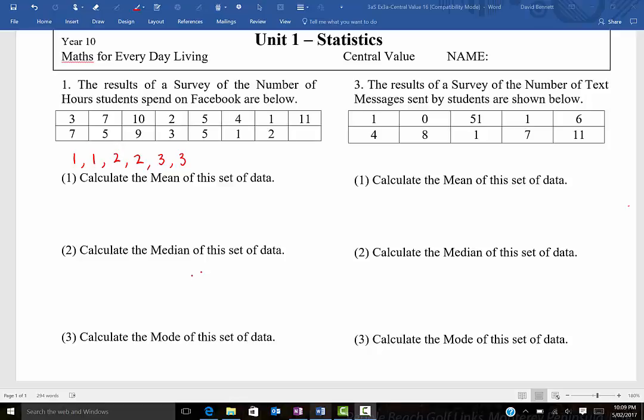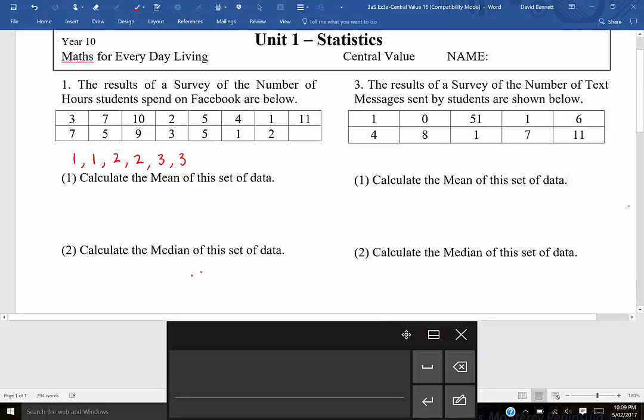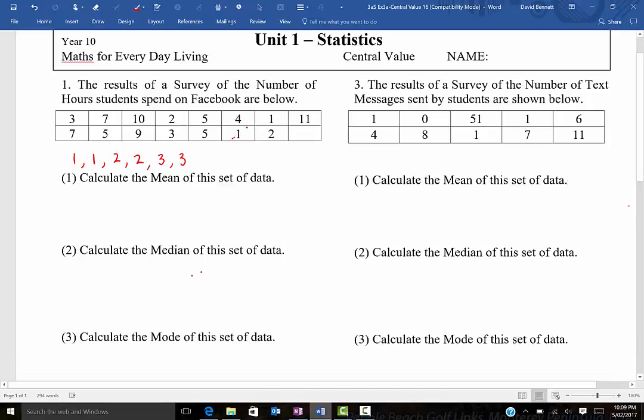Right, so what we've got here is 15 values and they're all scattered in order. So the first thing you've got to do is put them in order from lowest to highest. Maybe a good way of doing that would be to cross them off as you go through, and when you're counting them so you don't count them again.